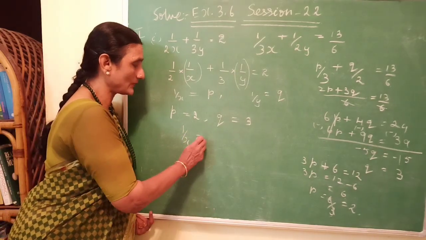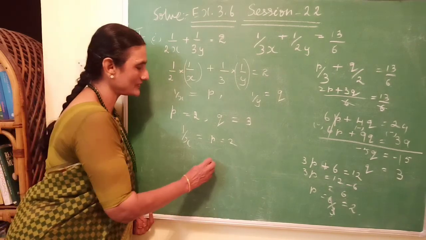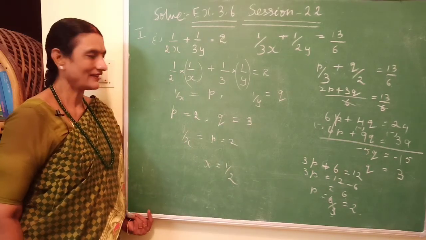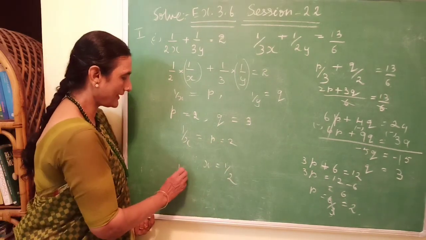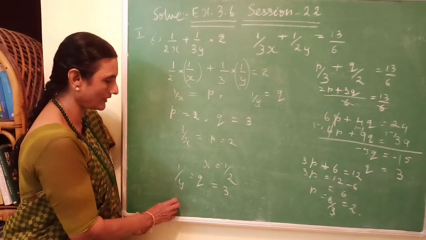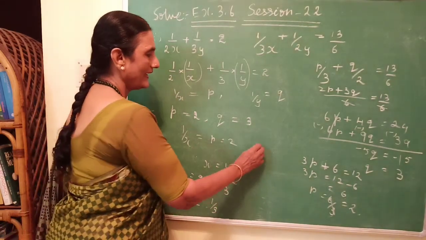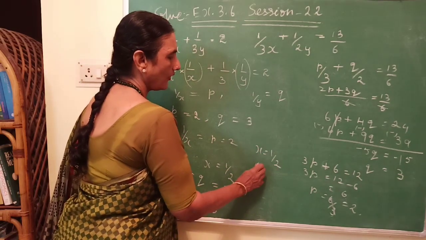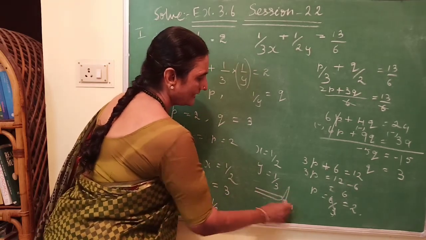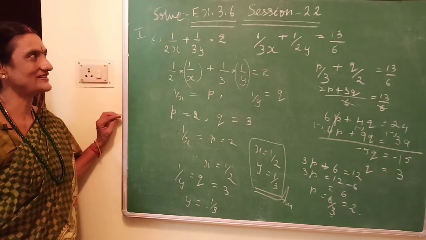1 by x is equal to p, which is equal to 2. So, from this you tell me what x is equal to. Therefore, x is equal to 1 by 2. Are you understanding? Now, 1 by y is equal to q. q is equal to 3. Therefore, what is y equal to? y is equal to 1 by 3. Therefore, x is equal to 1 by 2, y is equal to 1 by 3 are the solutions of the given equations. Now we have to check whether it is right or not.